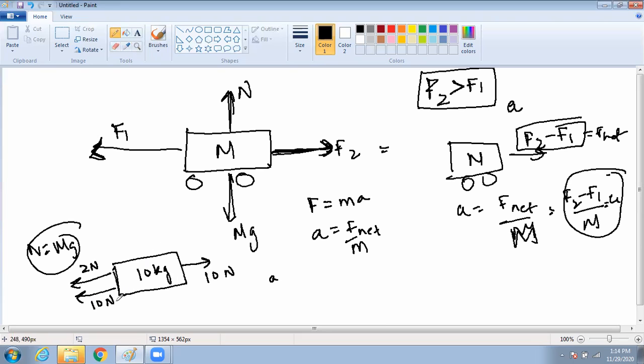Find out the acceleration. So 1 by 5. 1/5. Wait for others. Let others do.